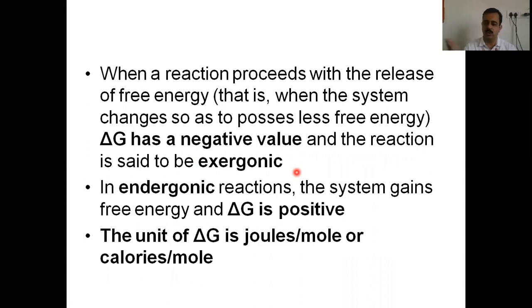Exergonic means to expel out. In an endergonic reaction, the system gains free energy and delta G is positive. Endergonic means coming in. So in an endergonic reaction, the system gains free energy and delta G is positive. The unit of delta G is joules per mole or calories per mole. In order to calculate the delta G of a particular system, we need specific units, either joules per mole or calories per mole.